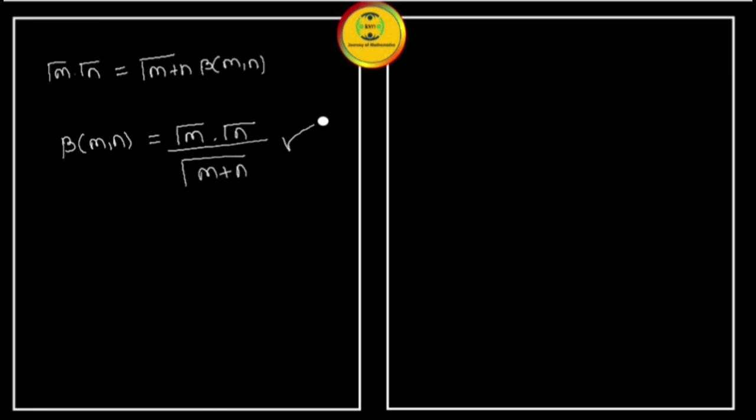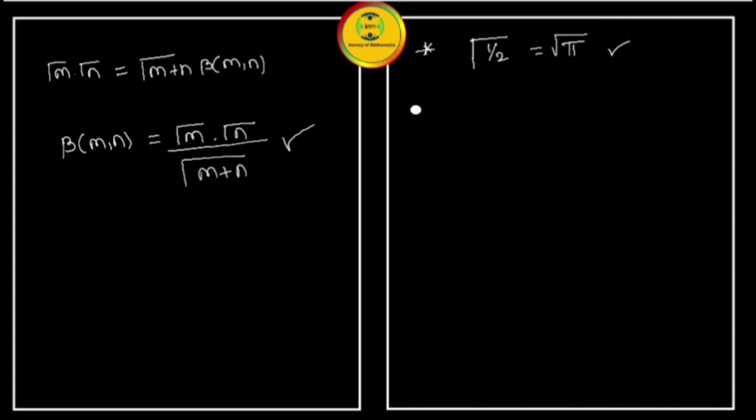Using this property, I am going to prove gamma of 1 by 2. Using this relation, I am going to prove gamma of 1 by 2 is equal to root pi. So let us see how I will prove this.